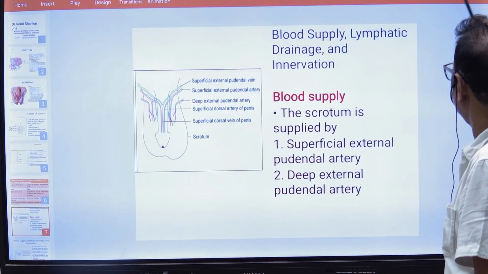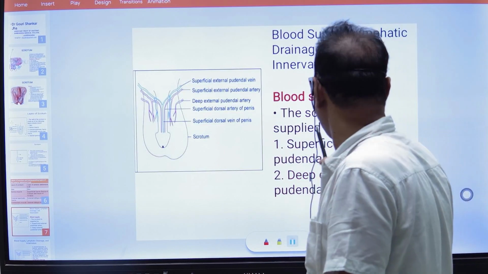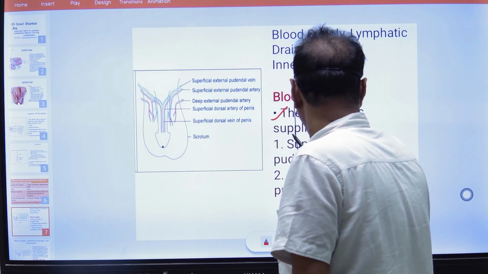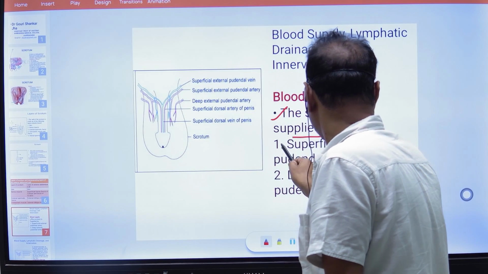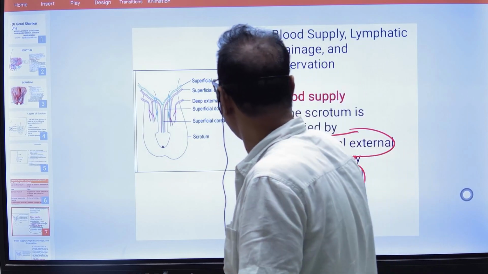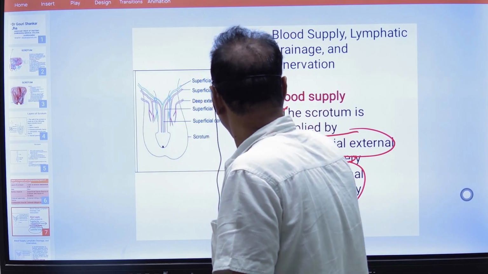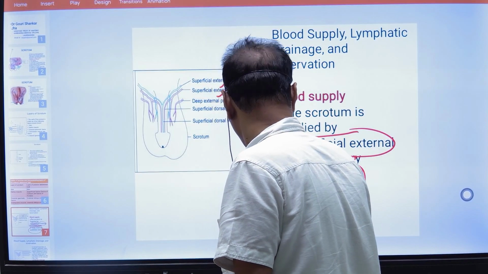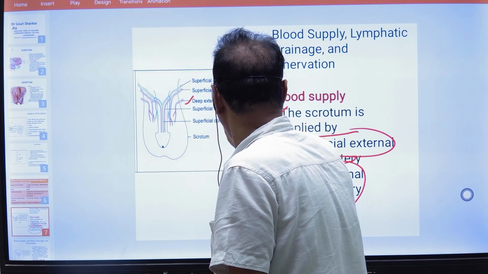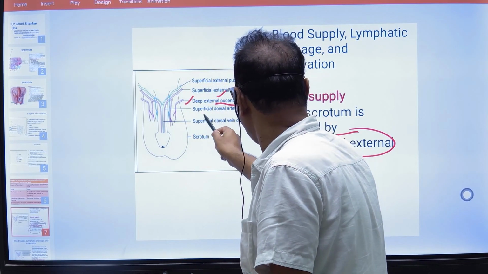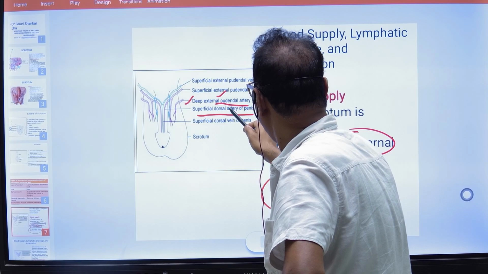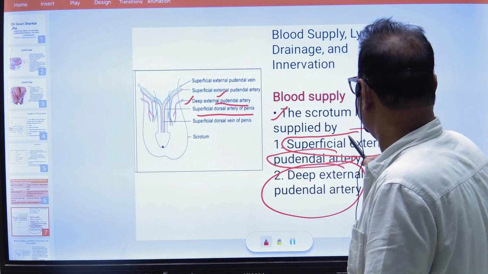Now talking about the blood supply of the scrotum. Scrotum की जो blood supply है, वो कौन कौन सी है? It is supplied by the superficial external pudendal artery, the deep external pudendal artery, and the dorsal artery of the penis. So these are the main arteries.